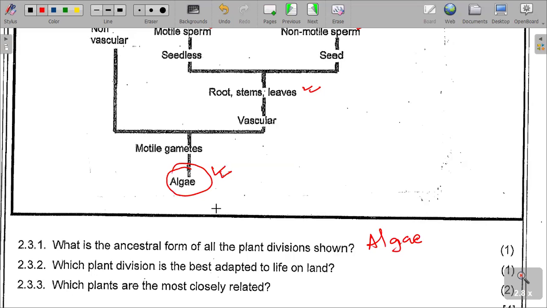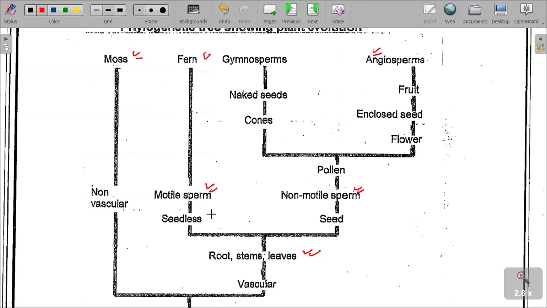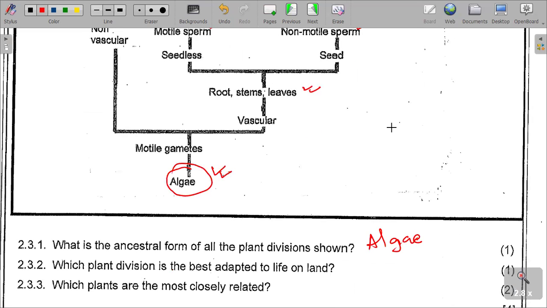Which plant division is the best adapted to life on land? As you can see here, it is the angiosperm. The angiosperm is the plant that is most adapted to life on land.